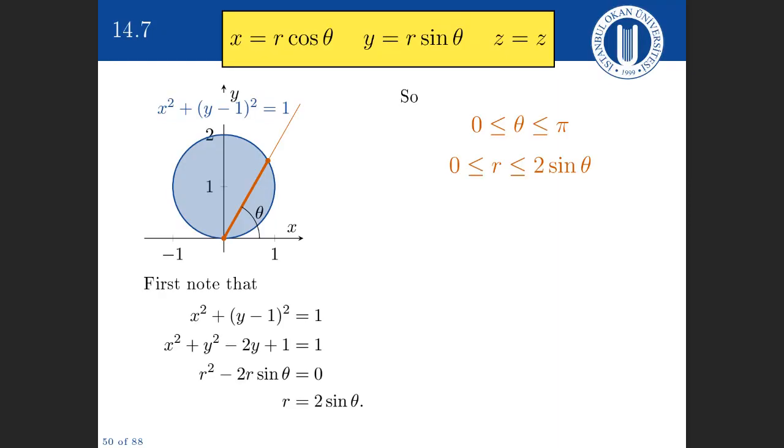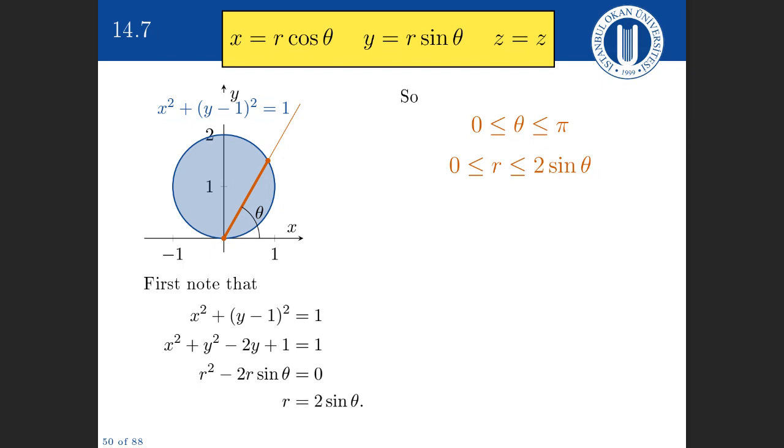If we're in the inside of this circle, what is the smallest angle? What is the biggest possible angle? The smallest angle is 0 and the biggest possible angle is pi. What is the smallest r? 0. What is the biggest r? 2 sine theta.